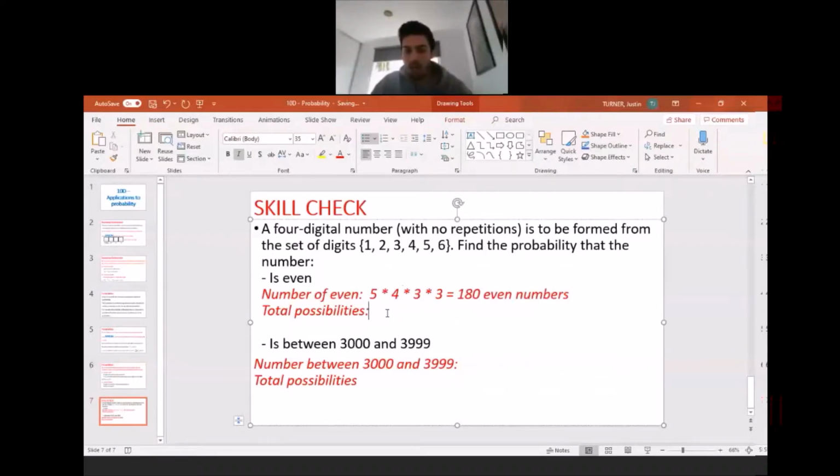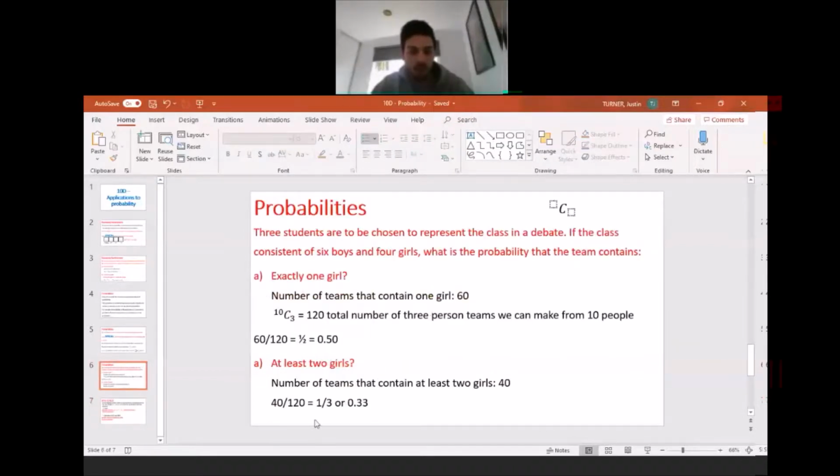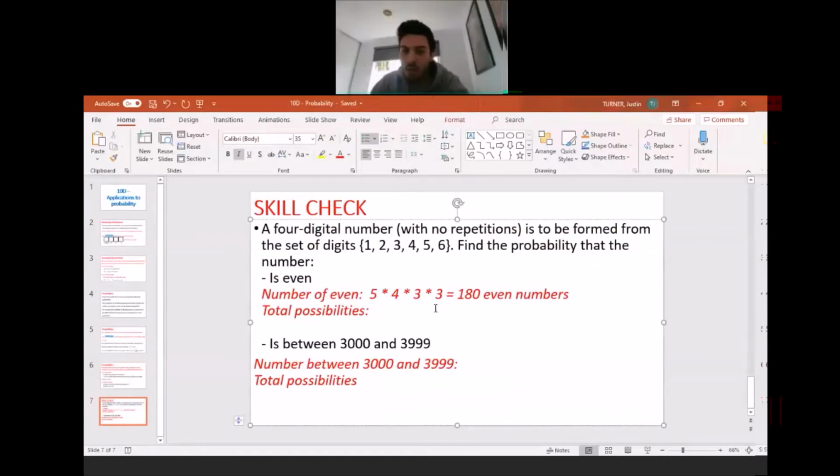Now we work out how many total possibilities there are to make a 4-digit number from these 6 digits. Remember, we have to ask ourselves whether we're doing combinations or permutations. Combinations are when we don't care about the order we're choosing in. For example, when we did the earlier example, it was combinations because it doesn't matter whether you choose a boy, then a girl, then a boy; the team's still the same. Here it's going to be permutations because the order actually does matter.